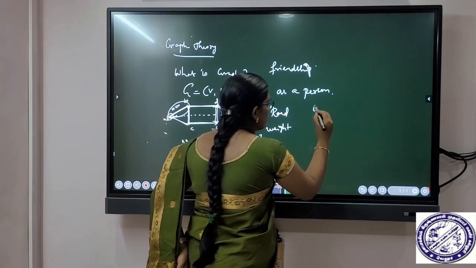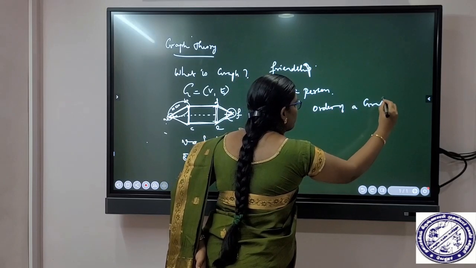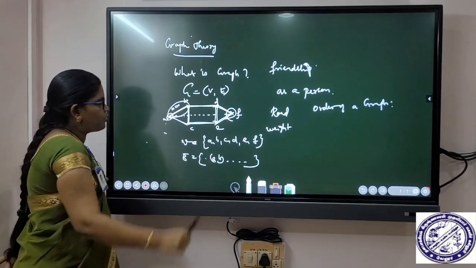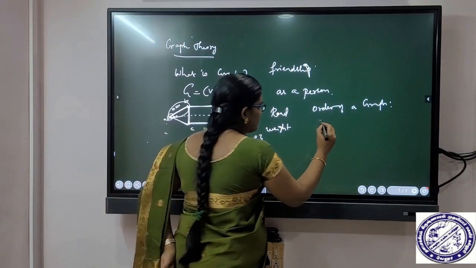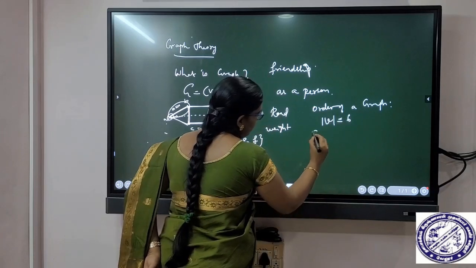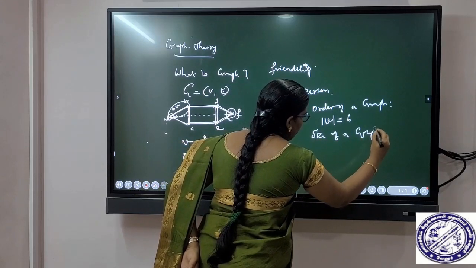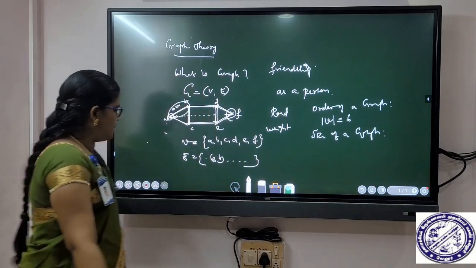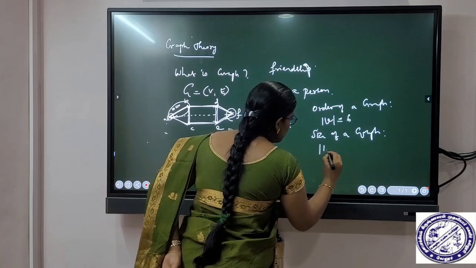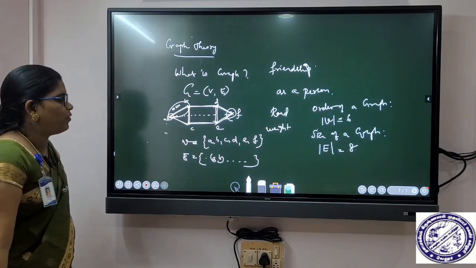So the next one is order of a graph. Order of a graph is the number of vertices in a graph. So in this graph, the number of vertices is 6. So it is written as cardinality of V equal to 6. And next one is size of a graph. Size of a graph is the number of edges in a graph. So here the number of edges, that is cardinality of E, equal to 8. So this is the size of a graph.